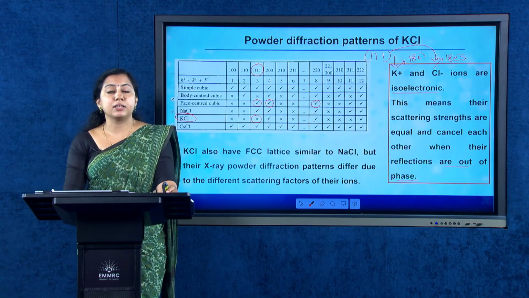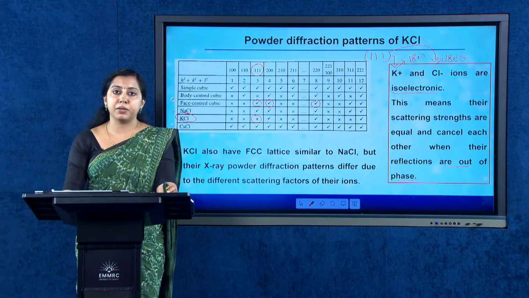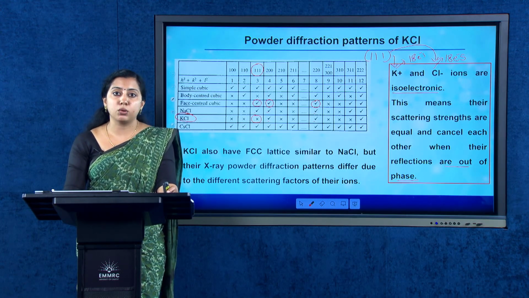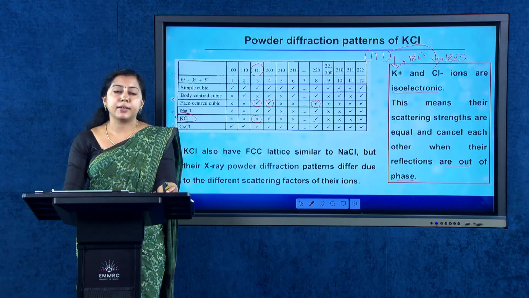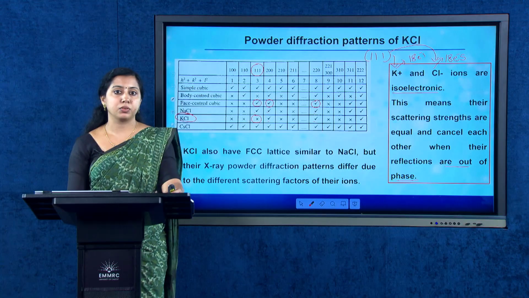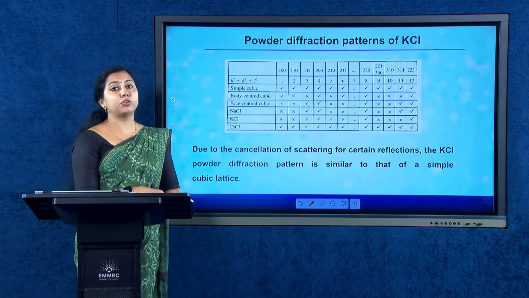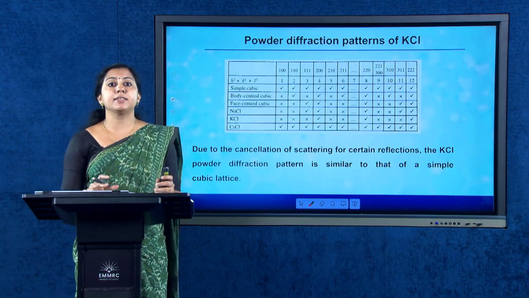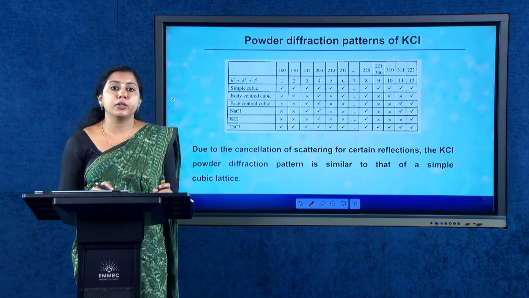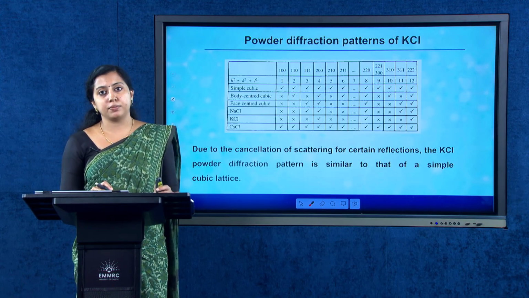So, when we consider the K plus and Cl minus ions, the 1, 1, 1 reflections from the K plus and the 1, 1, 1 reflections from the Cl minus will cancel out each other, causing the diffraction line to be absent in the diffraction pattern. So, due to the cancellation of scattering for certain reflections, the KCl powder diffraction pattern looks similar to that of a simple cubic lattice, although it corresponds to an FCC lattice.